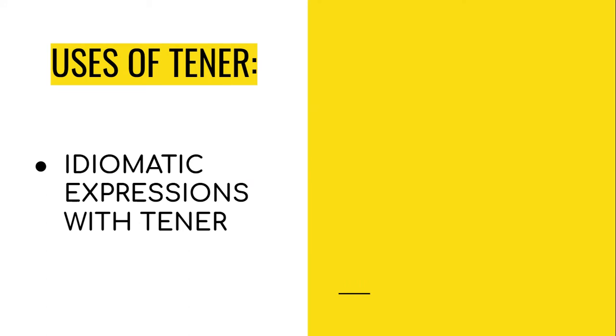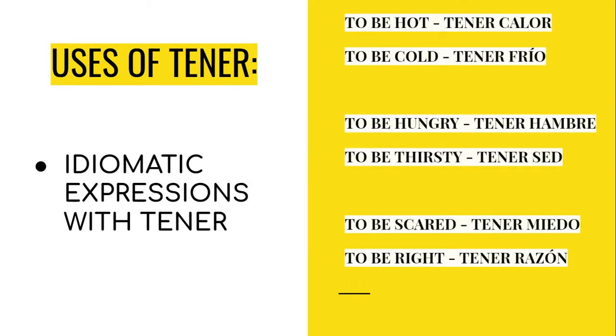Another use of the verb tener is idiomatic expressions. These are expressions that are unique to the verb tener. So in English, we say to be hot and to be cold, but in Spanish, we say tener calor, tener frío. In English, we say to be hungry and to be thirsty, but in Spanish, we say tener hambre, tener sed. In English, we say to be scared and to be right, but in Spanish, we say tener miedo and tener razón. So we would conjugate the verb tener into tengo, tienes, tiene, tenemos, and tienen in front of this word.